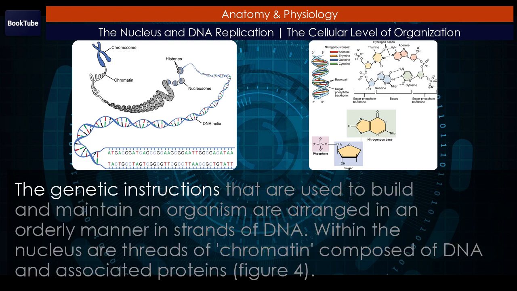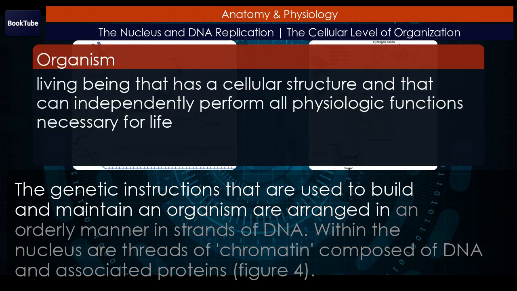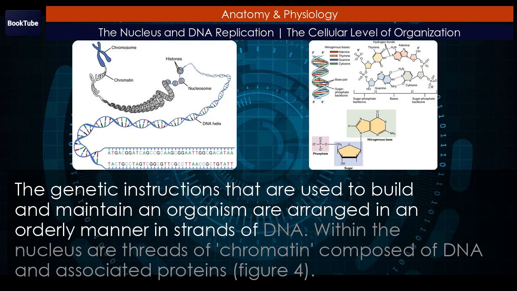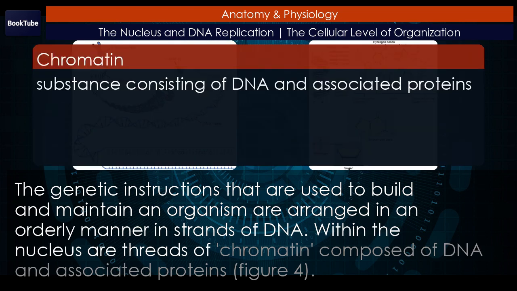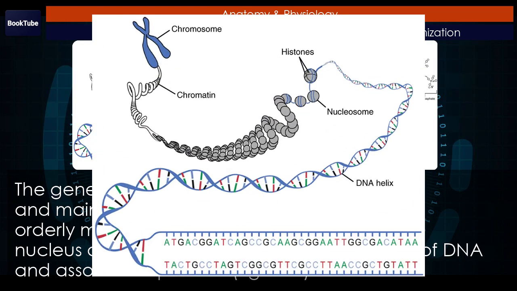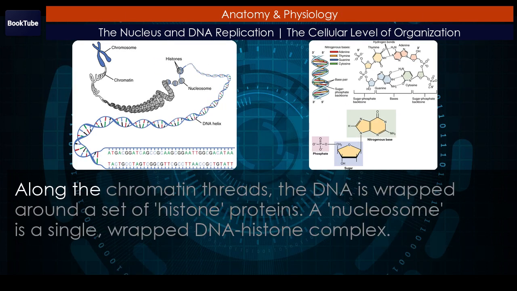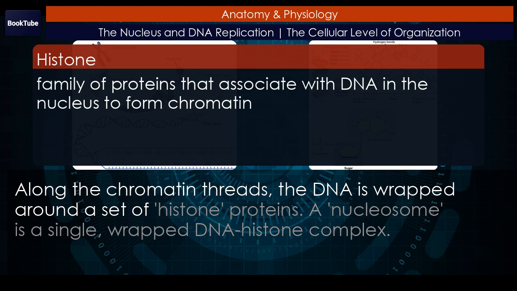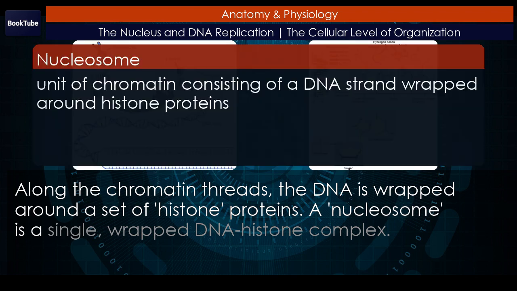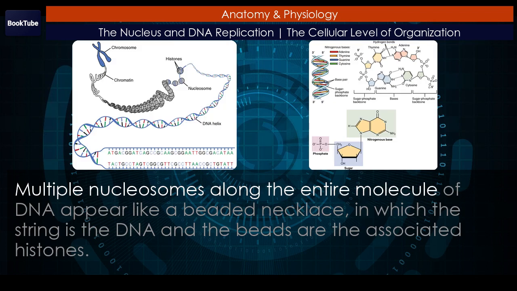The genetic instructions that are used to build and maintain an organism are arranged in an orderly manner in strands of DNA. Within the nucleus are threads of chromatin composed of DNA and associated proteins. Figure 4. Along the chromatin threads, the DNA is wrapped around a set of histone proteins. A nucleosome is a single wrapped DNA histone complex. Multiple nucleosomes along the entire molecule of DNA appear like a beaded necklace, in which the string is the DNA and the beads are the associated histones.